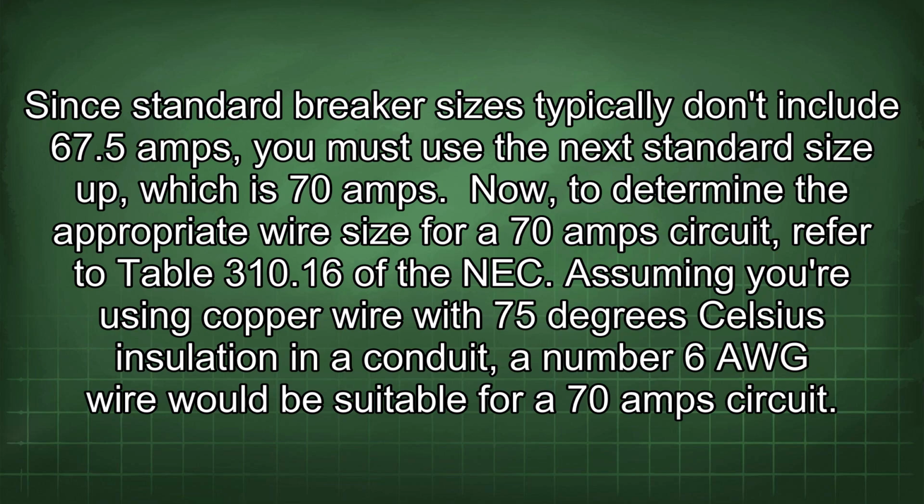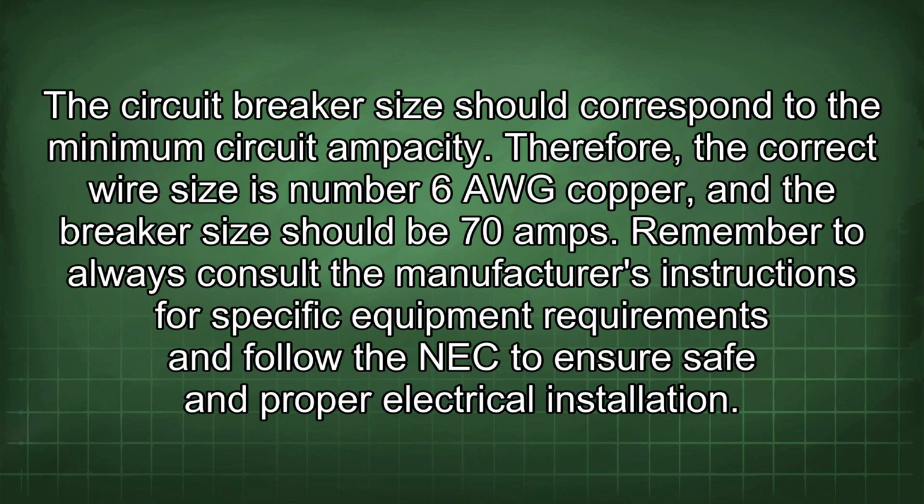Now, to determine the appropriate wire size for a 70 amp circuit, refer to Table 310.16 of the NEC. Assuming you're using copper wire with 75 degrees Celsius insulation in a conduit, a number 6 AWG wire would be suitable for a 70 amp circuit. The circuit breaker size should correspond to the minimum circuit ampacity. Therefore, the correct wire size is number 6 AWG copper, and the breaker size should be 70 amps.